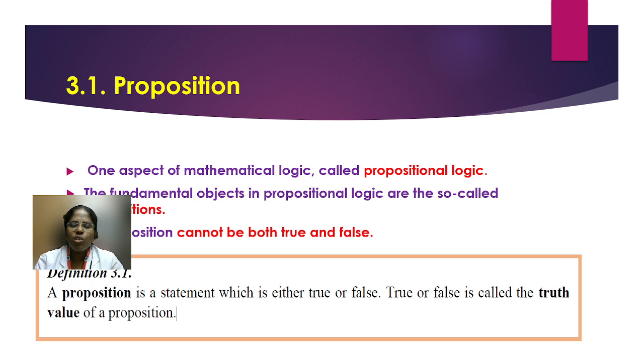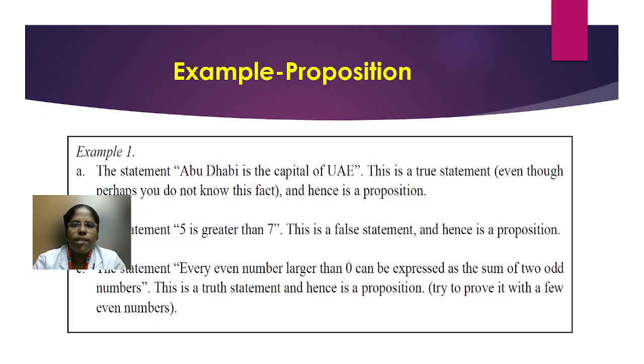So what's the definition of proposition? It's a statement which is either true or false. True is a truth value, and false is also a truth value. So true or false is called the truth value of a proposition. Okay, keep it in mind. This is the definition for the proposition. What are examples of propositions? The statement, Abu Dhabi is the capital of UAE. This is a true statement, so we are getting the truth value. Hence, it is a proposition.